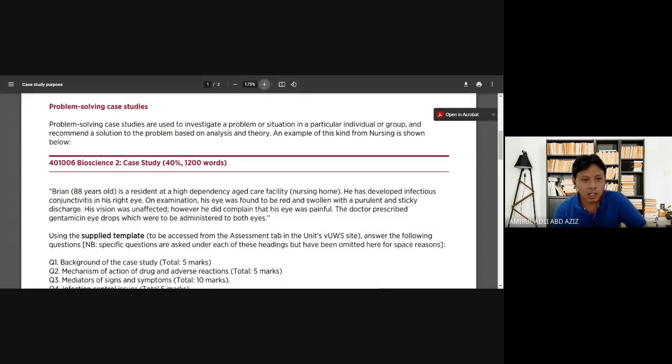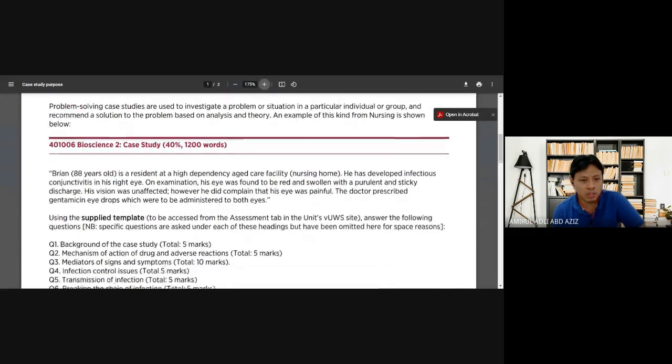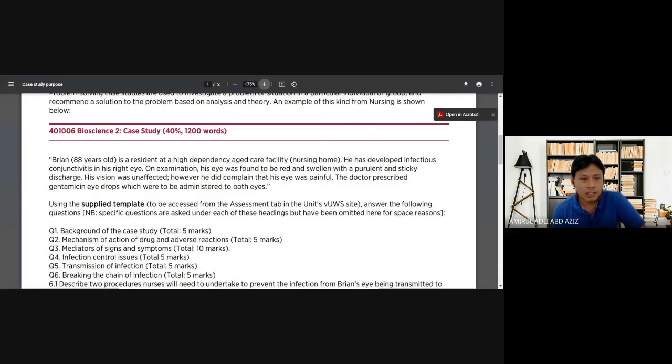Okay. Brian, 88 years old, is a resident at a high dependency aged care facility or nursing home. He has developed infectious conjunctivitis in his right eye. On examination, his eye was found to be red and swollen with purulent and sticky discharge. Okay, what a nasty thing to have on your eye. His vision was unaffected. However, he did complain that his eye was painful. Okay, nasib baik boleh nampak. The doctor prescribed gentamicin. This is an antibiotic. Eye drops which were to be administered to both eyes. Okay, using the supplied template, answer the following questions.